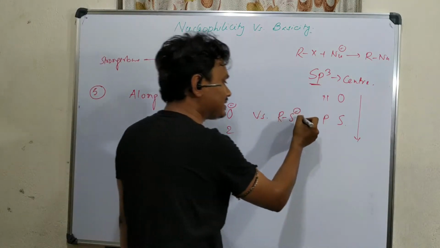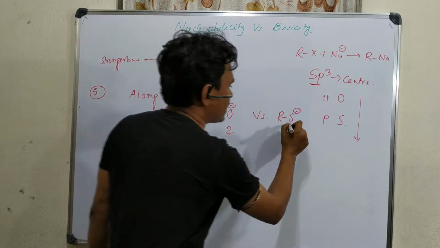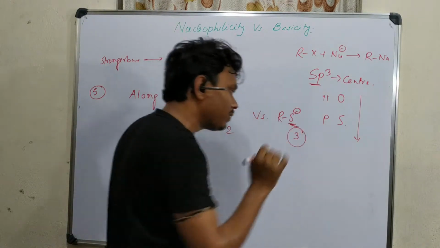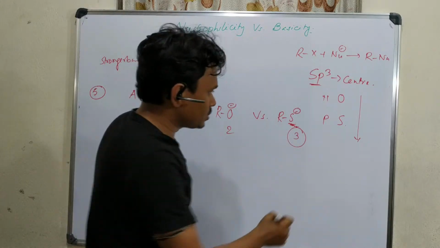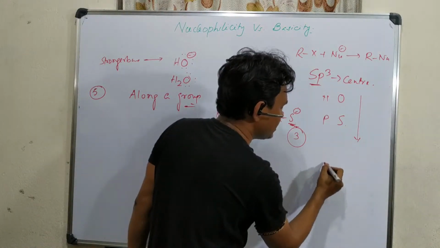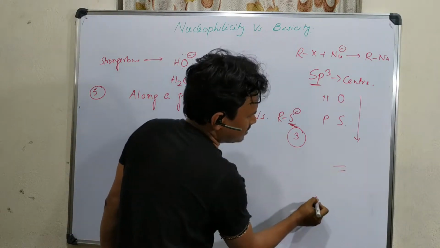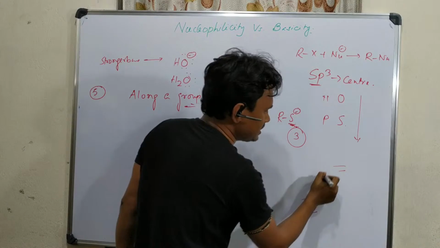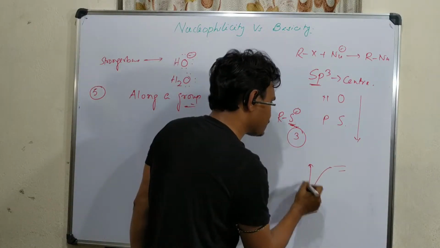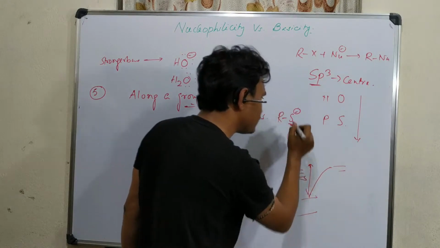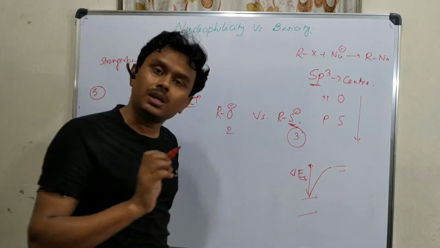Since sulfur is a third row element, its ground state energy is relatively higher. If we consider a particular reaction, the intermediate energy is almost the same, but the ground state energy is different. So the energy of activation in case of sulfur will be less, and the reaction rate is expected to be higher.